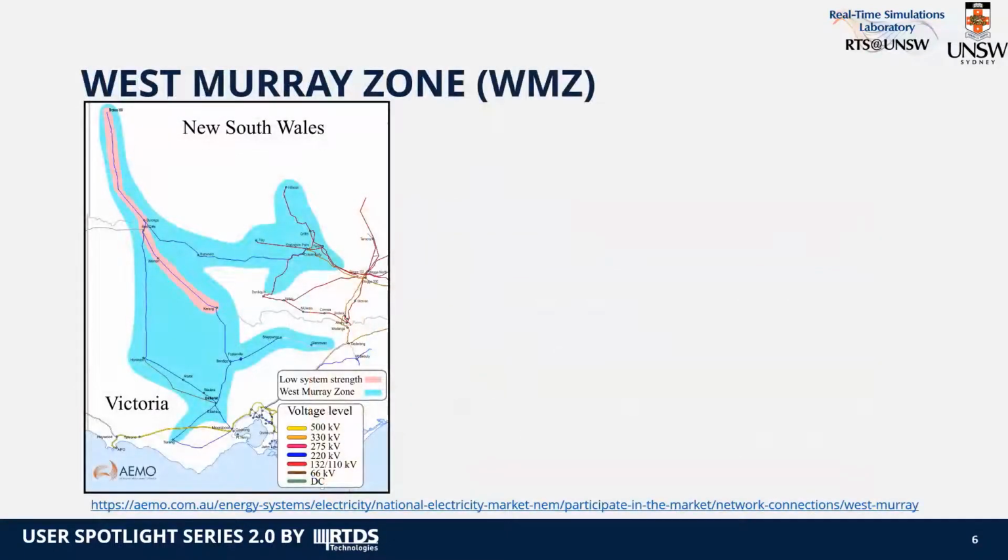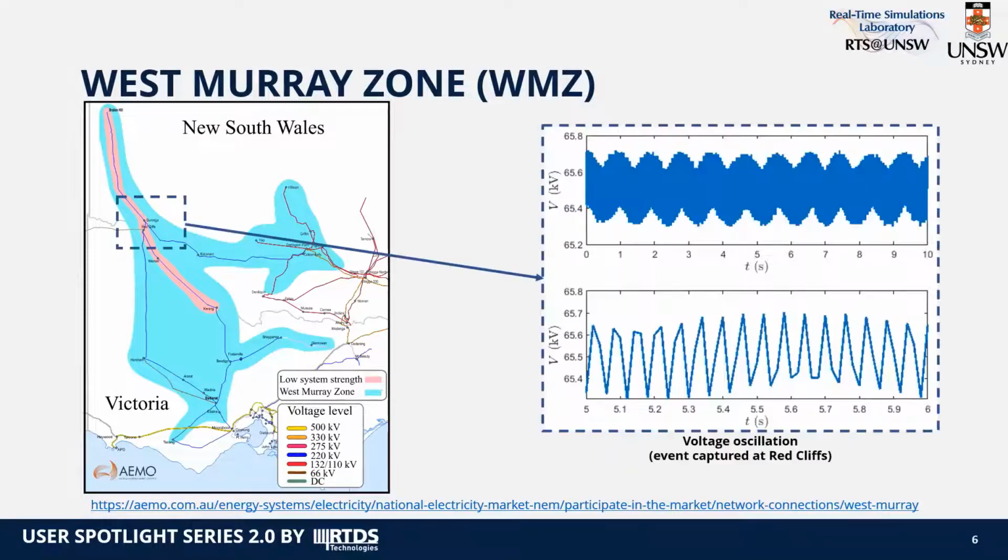As mentioned by Georgios, the area of interest is the West Murray zone, which is highlighted in light blue in this figure. It expands across part of the states of Victoria and New South Wales, and one of the issues that has been faced in the area are the intermittent power system oscillations, which occur under a variety of conditions. For instance, the figure on the right shows a recorded voltage oscillation that lasted several seconds.